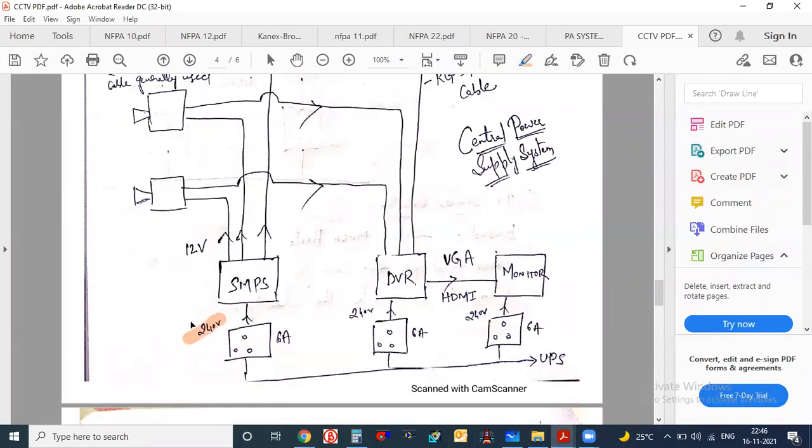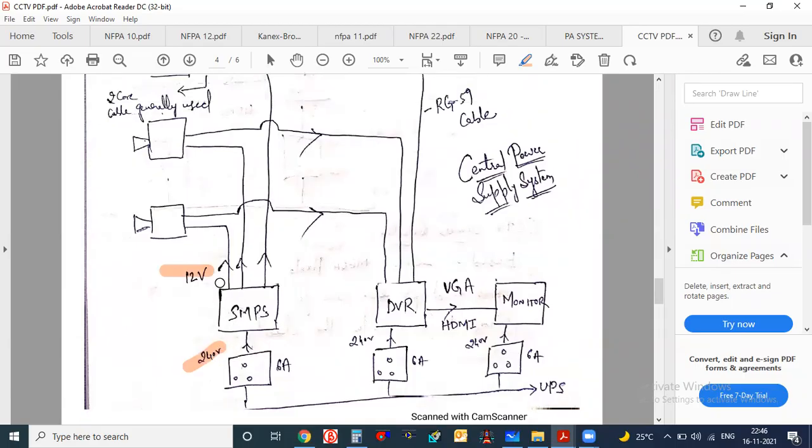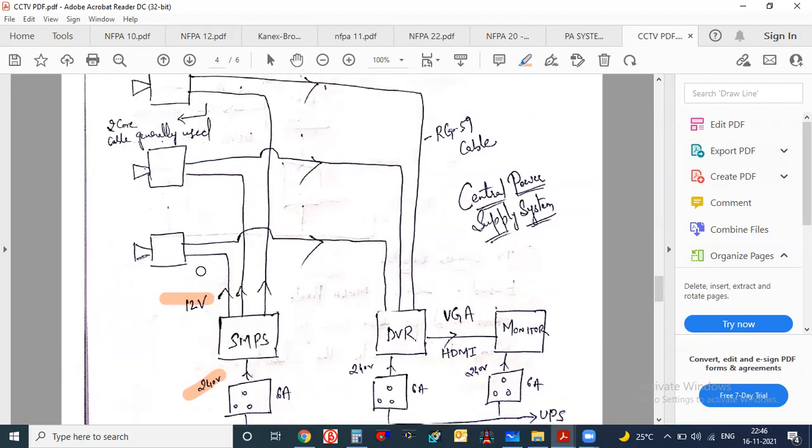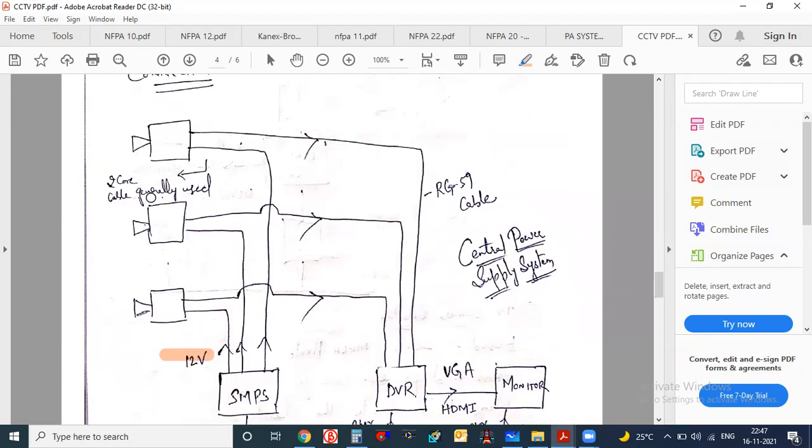Before SMPS it was 240. After SMPS it is 12 volts. This is a step down transformer. Not a step down transformer, it's a little bit complicated topic. Because it is used only for the single phase 240 voltage, and here the voltage is dropping to almost 12 volts. And here some connection is shown, how you have to connect.